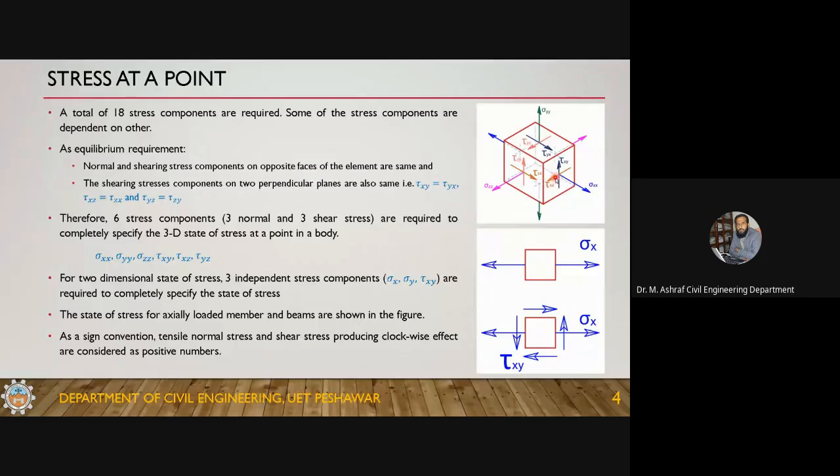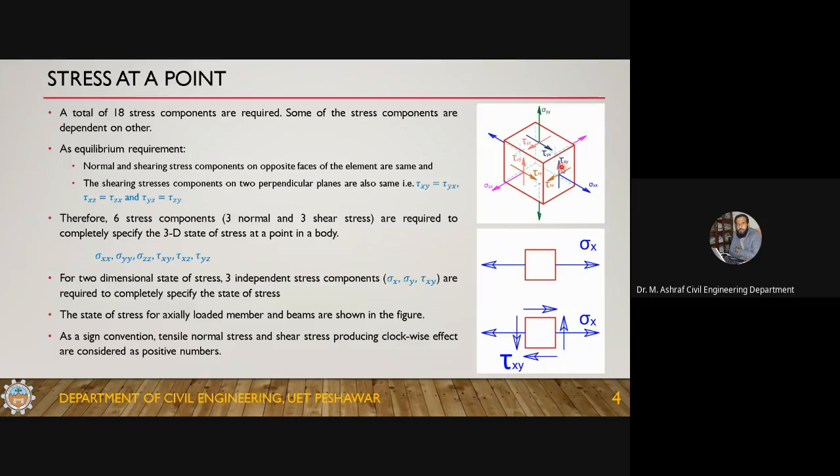So with this, we reduced the 18 stress components to 9, because 9 are similar to the other 9. If you know the 9 components, then you can say that the state of stress at this point is known to you. But there are some more dependencies also in this case.